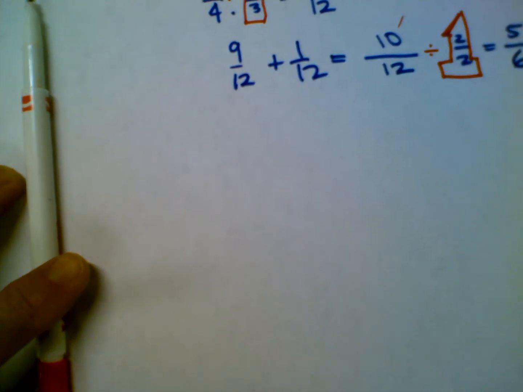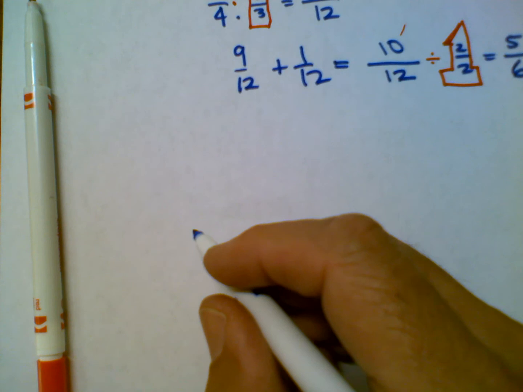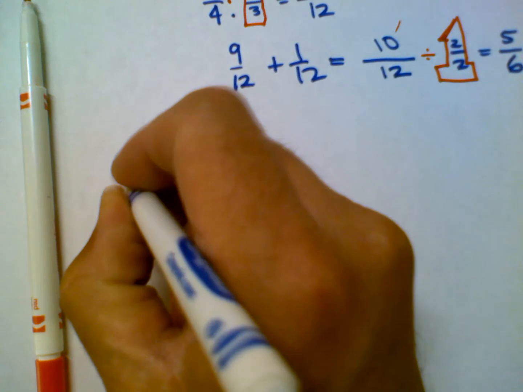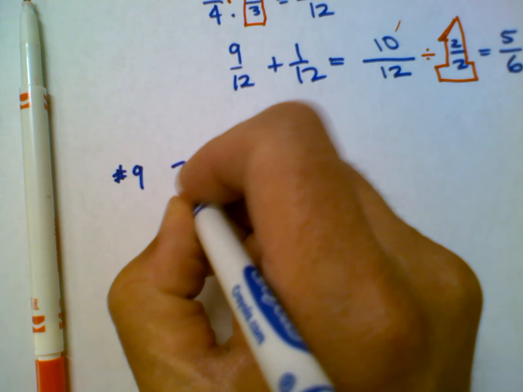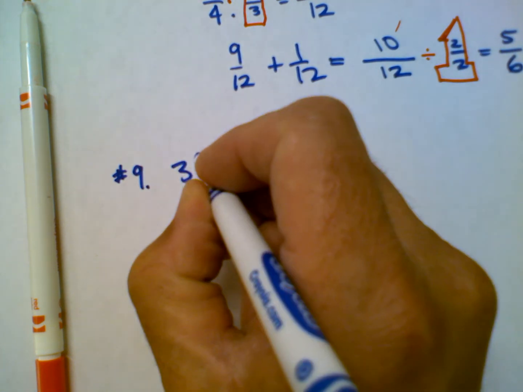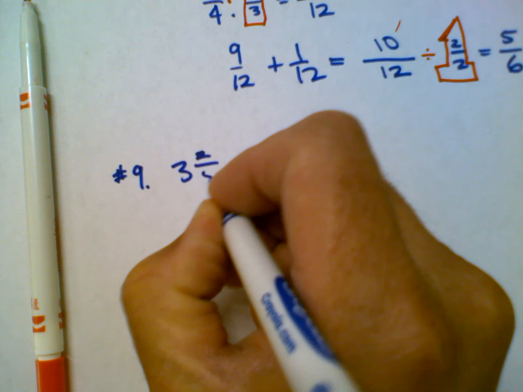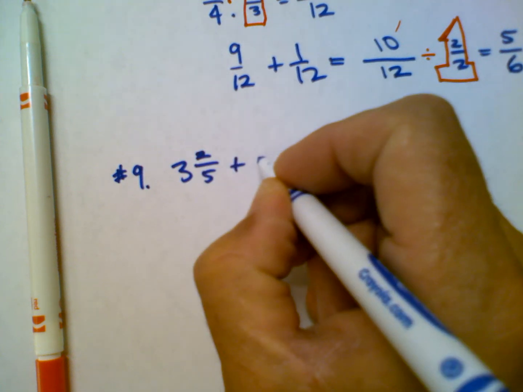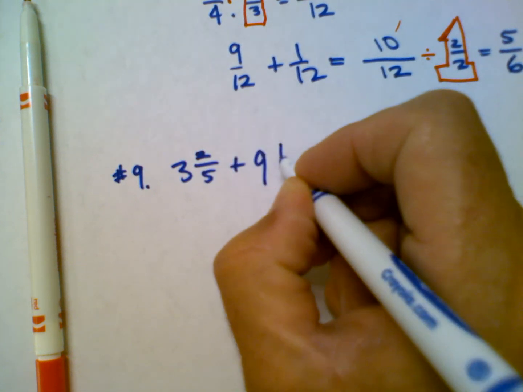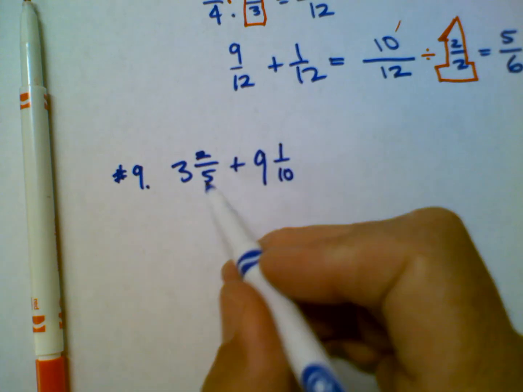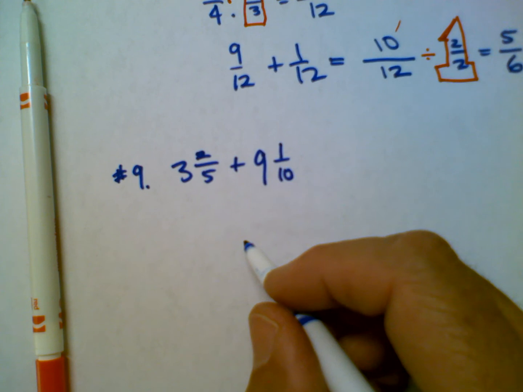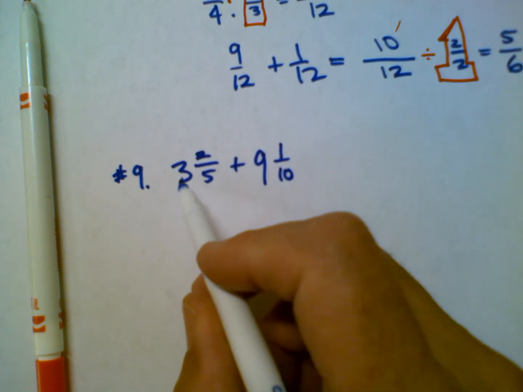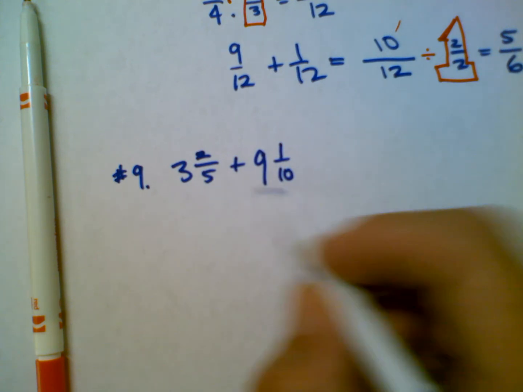Actually, I'll continue this video, and I'm going to do one more addition problem because I realize the addition problems that have, let's do number 9, the mixed numbers. So if we look at number 9, it's 3 and 2/5, and that's adding to 9 and 1/10. Now, with mixed numbers, there's actually a few ways to do mixed number addition. You can actually add the whole numbers and the fractions separately.